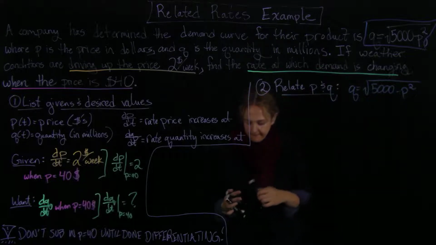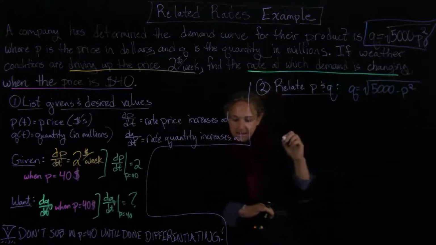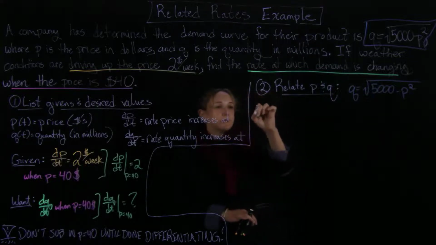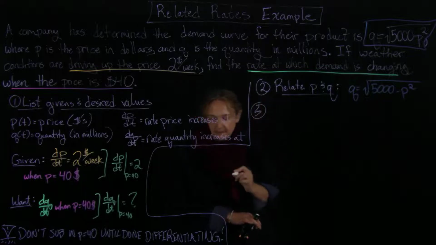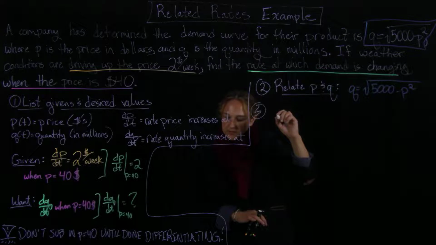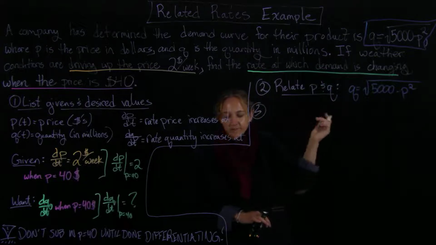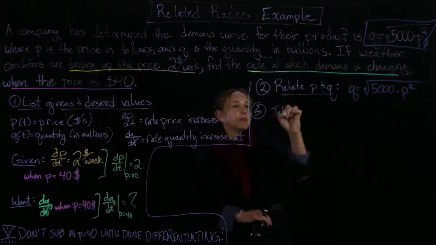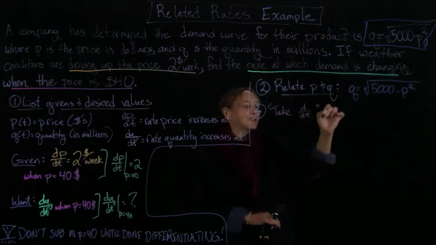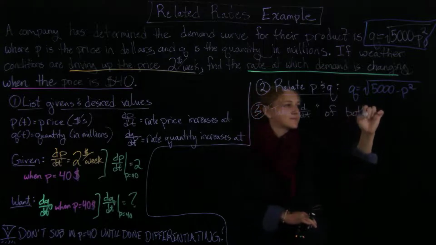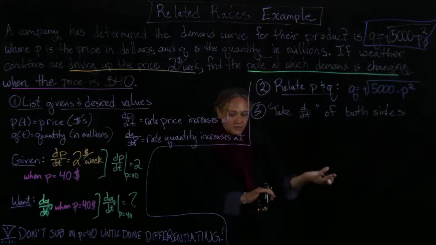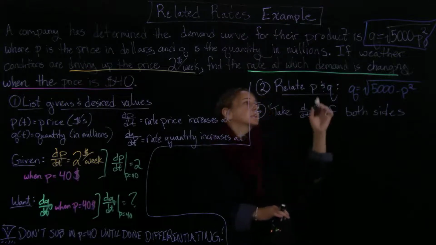And then in the next step, we need to bring in our dp dt's and dq dt's. So what we need to do in the next step is use the chain rule to differentiate both sides with respect to t. Or you could say this to abbreviate: we're going to take d dt of both sides, which is just differentiating with respect to t, but we need to use a chain rule because these are both functions of t. Okay, so let's go ahead and do that.